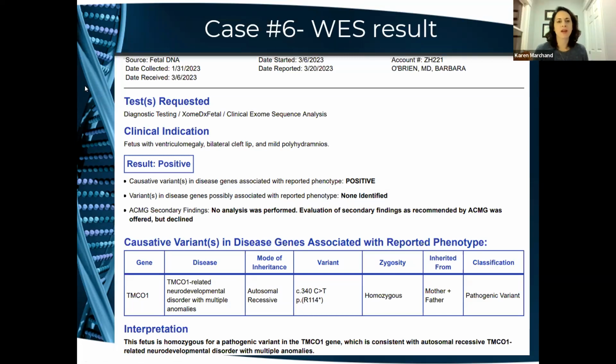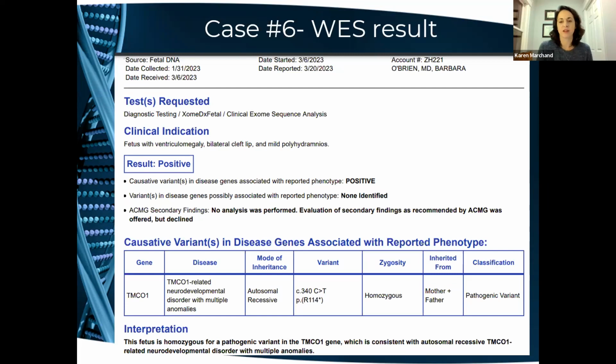Okay, so going back to our patients, they did have whole exome sequencing performed on fetal cells from the amniocentesis. And in this case, a cause was found. So you can see the result is positive, that there were no other findings, no secondary findings. In this case, secondary findings were declined by the couple.